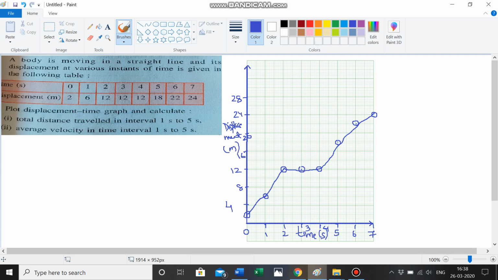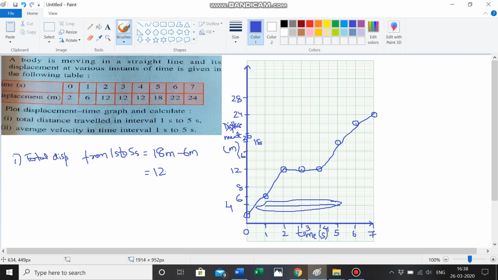Let's answer the questions. Total distance traveled in the interval 1 to 5, which means from here till time here. This is what we're looking at. Well, we don't need to draw this on the graph, I'm just showing it to you for reference. What was the displacement here? 6. What's the displacement here? 18. Therefore, total displacement from 1 second to 5 second is equal to 18 meter minus 6 meter, which is equal to 12 meter.